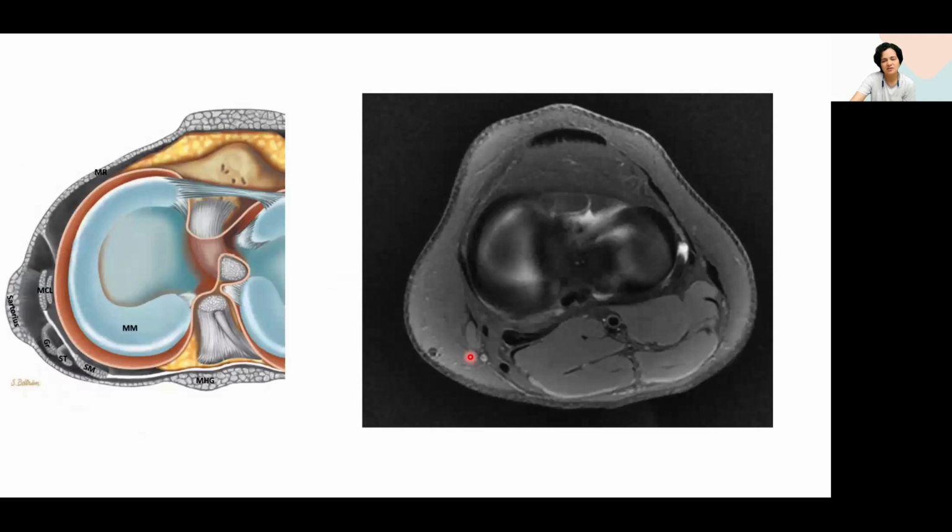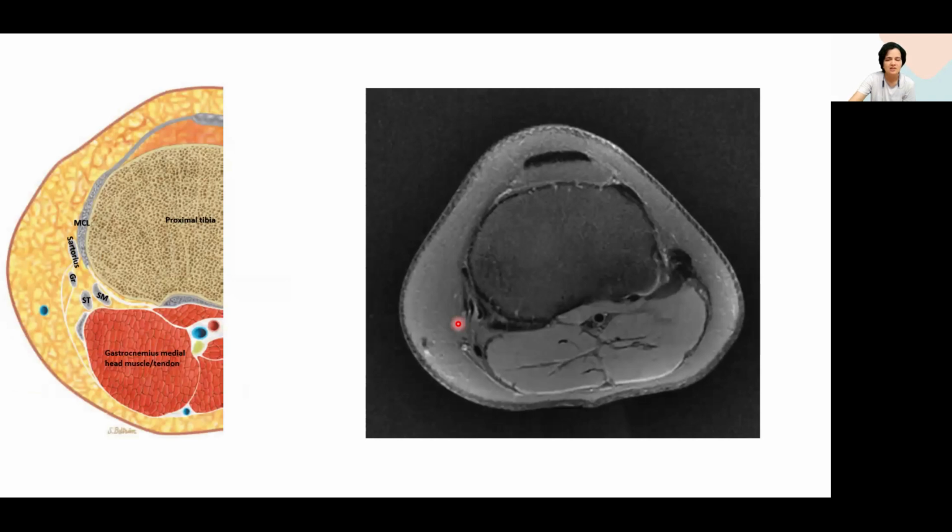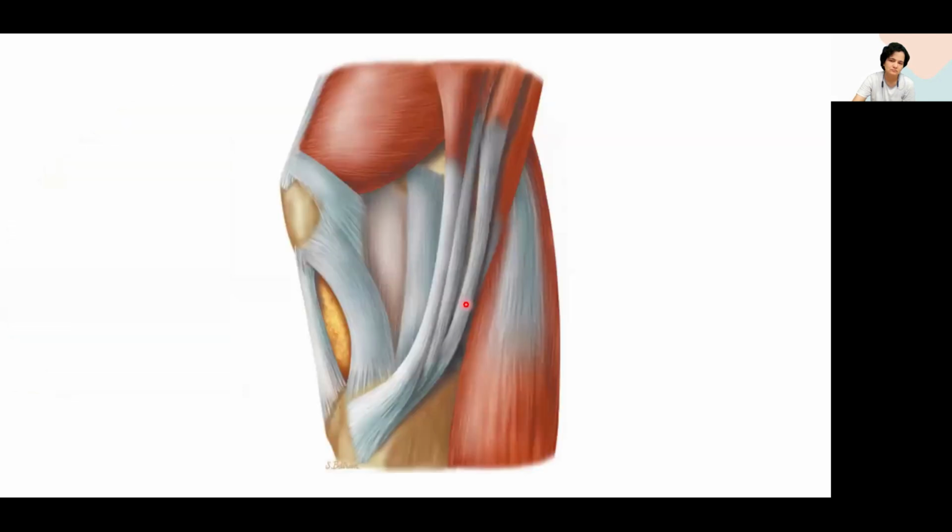This is axial section at the level of joint, where we can see the medial meniscus, the medial collateral ligament, the semimembranosus tendon attachment. This is medial head of gastrocnemius, and these are pes tendons. This is the axial section at the level of proximal tibia, where we can see attachment of semimembranosus tendon and pes anserine tendons. This is the lateral view of the knee joint, where we can see patella, superficial medial collateral ligament, pes tendons, semimembranosus, medial head of gastrocnemius.